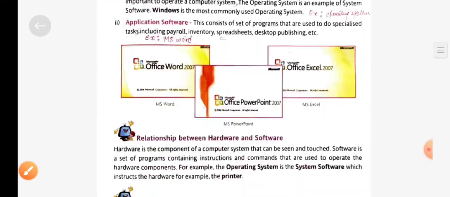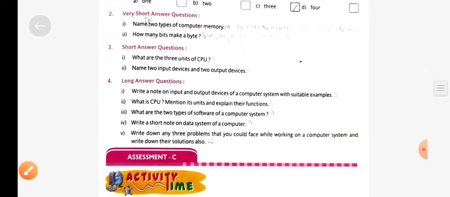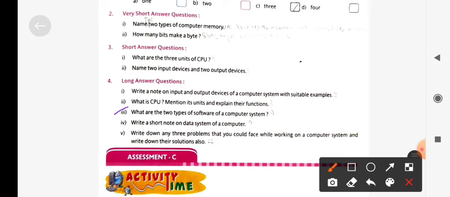Now the third question, you see what is the long question number 3, that is what are the 2 types of software of a computer system. Okay, so open page number 9 for that.